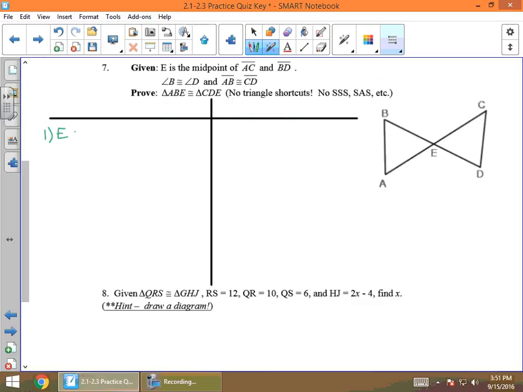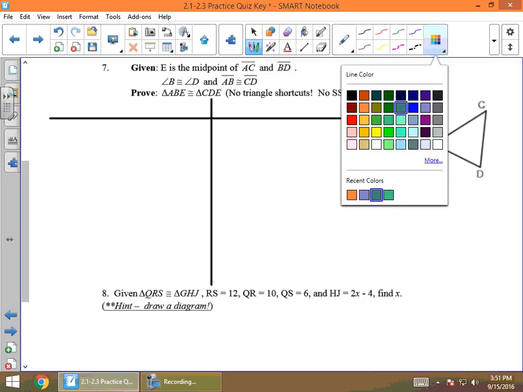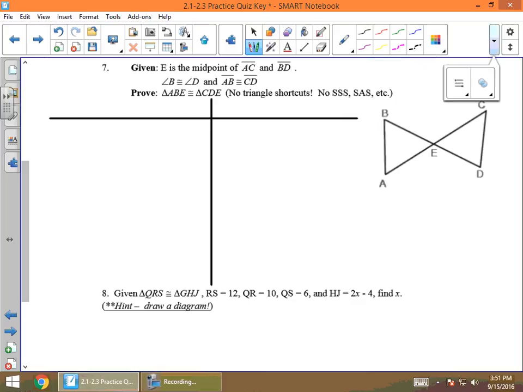E is the midpoint... that didn't work out well. Try this one more time. I love technology.